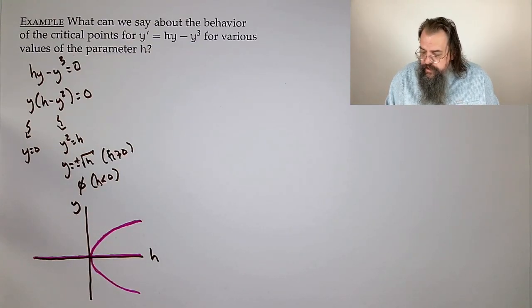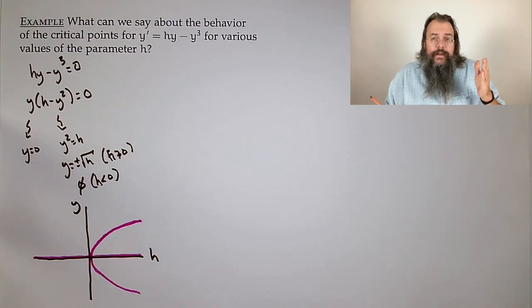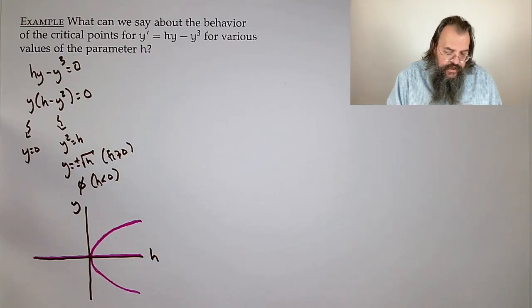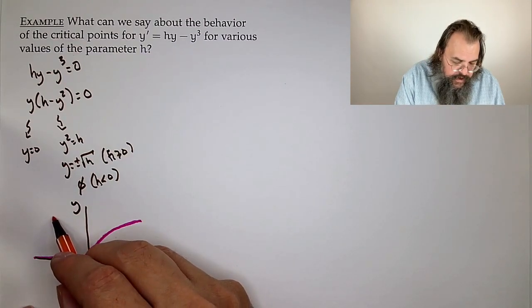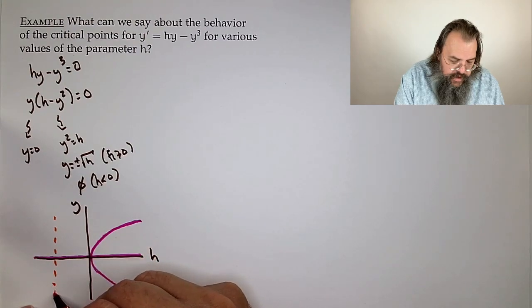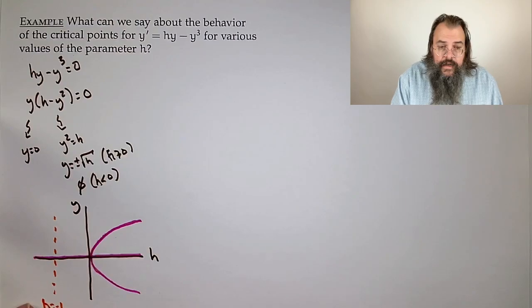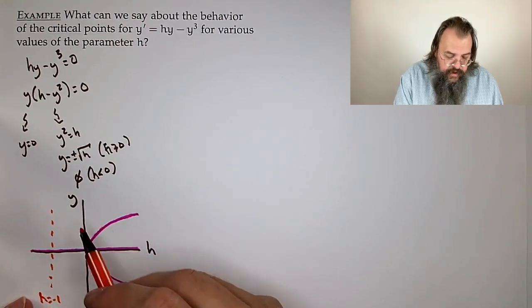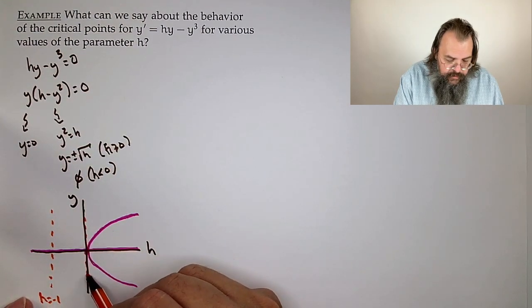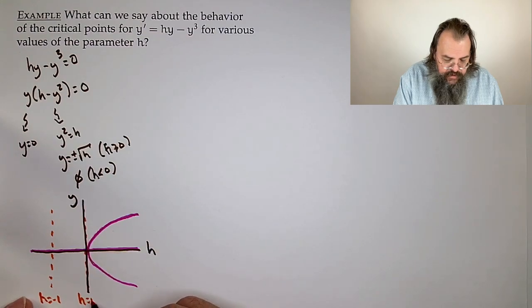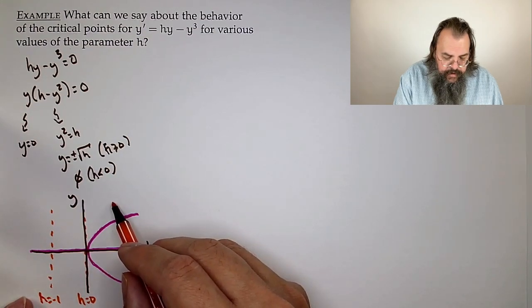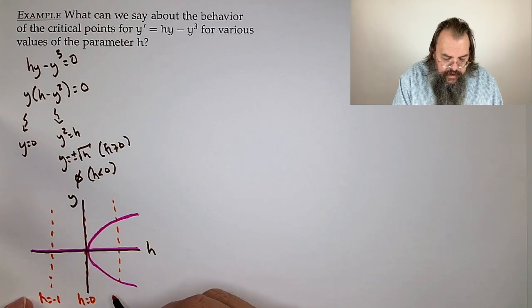And the way we can do it is we're going to look at the behavior for some choices for h. So we'll say, well, let's look at h equals something here. Let's say h equals -1, and we'll see that. We'll look at this point. That seems really an important point, h equals 0. And then we'll look somewhere over here and say h equals +1.